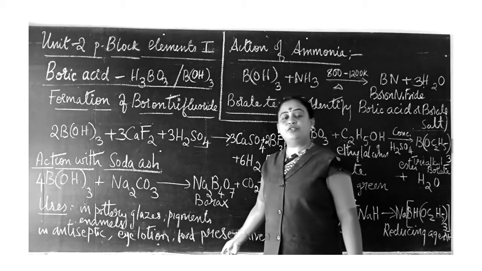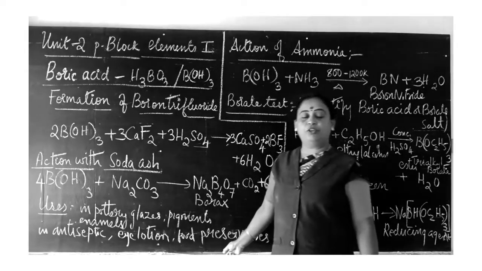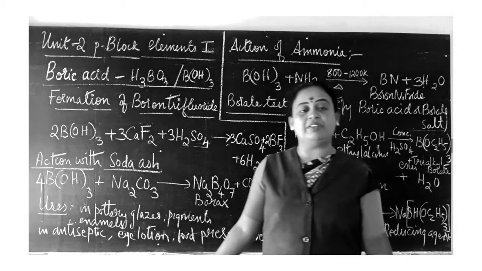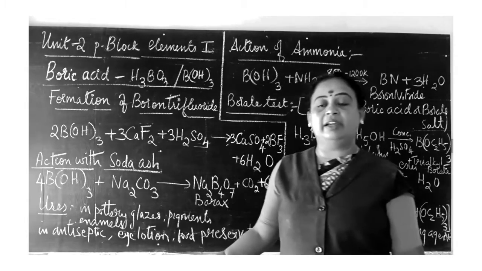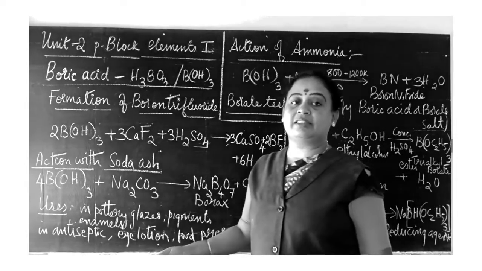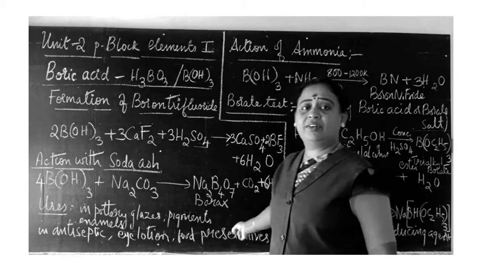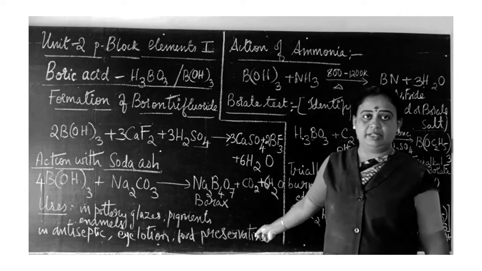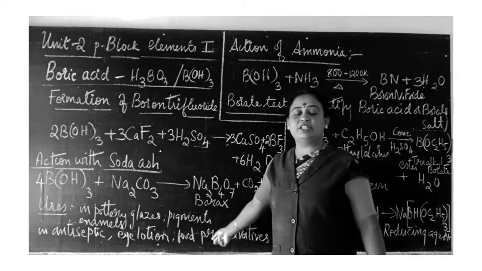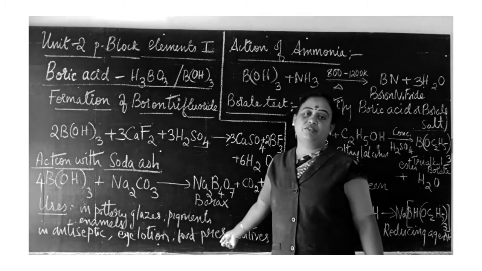Then it is also used in food preservatives. So food preservative is the preservative substance which increases the shelf life of the food. So this boric acid is used as a preservative in food items.